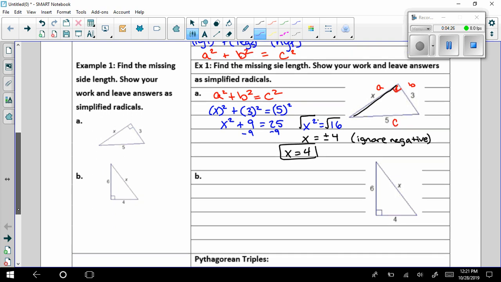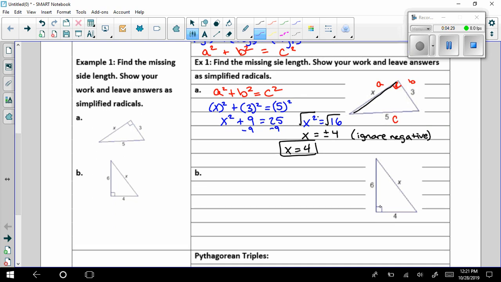Okay, so for B, similar thing, only this time we can see, hopefully, that our C is the unknown, the x, and everything else is your A and your B. Doesn't matter which one's A, which one's B. You could do AB or you can do BA. It will get you the same result. So we plug everything in. So we have 6 squared plus 4 squared is equal to x squared. So 36 plus 16 is x squared.